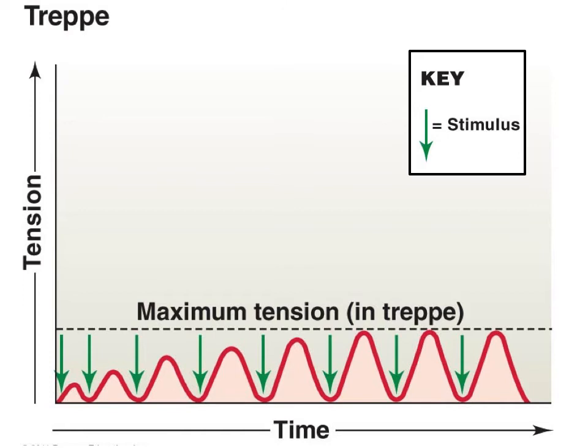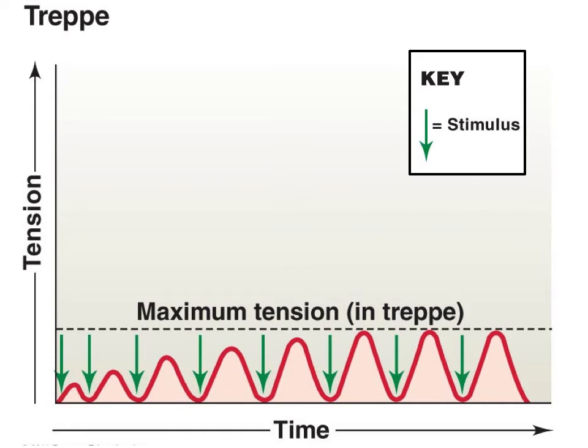Here in treppe, do you see now with every one of these graphs, we're going to see these green arrows. The green arrows indicate the time when you have a stimulus. You have a stimulus and another one and another one and another one. Well, in treppe, the stimuli are so far apart that they allow the muscle to relax fully for that red line to go all the way back to zero tension.